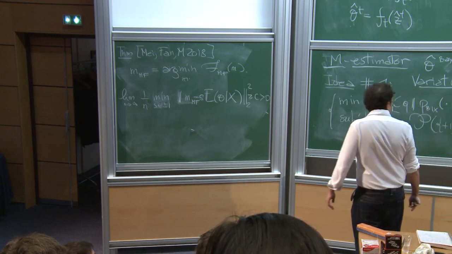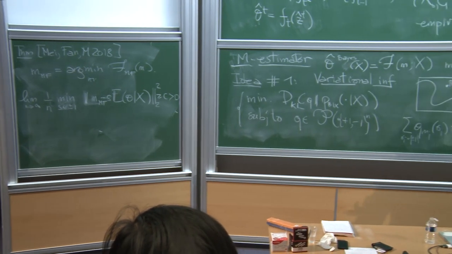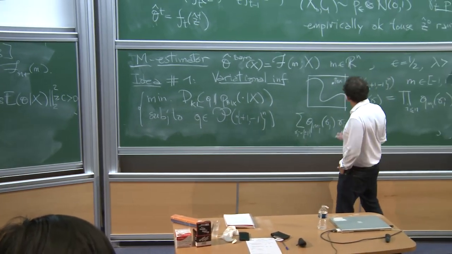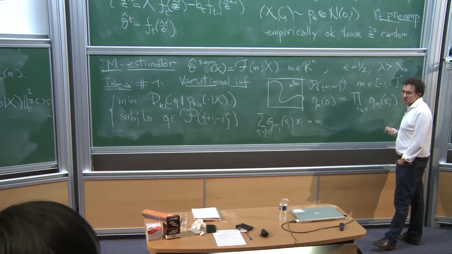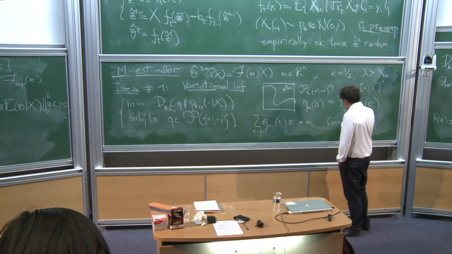So naive mean field. So this is what is called naive mean field. Sometimes mean field doesn't work. And it doesn't work because in a sense we cannot neglect completely these dependencies.